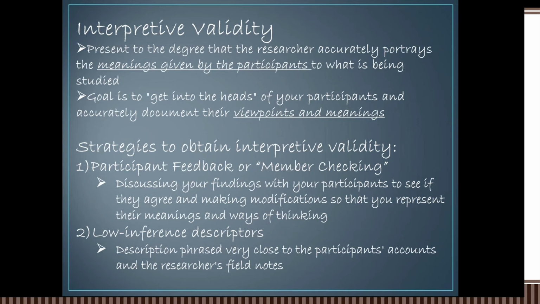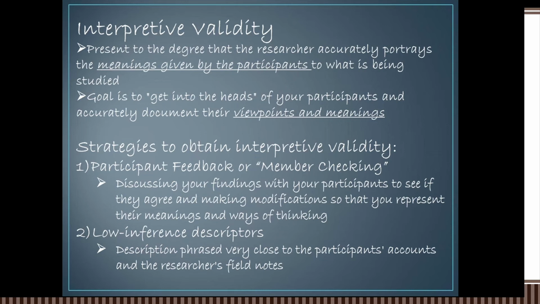And some ways to be able to show that you've taken interpretive validity into account is member checking, which is participant feedback. So it's going back and letting the participant look at what you wrote and say, yes, this is what I meant, or no, this needs to be changed because it's not what I meant. This is misrepresentation. Another way is to have low inference in descriptors.